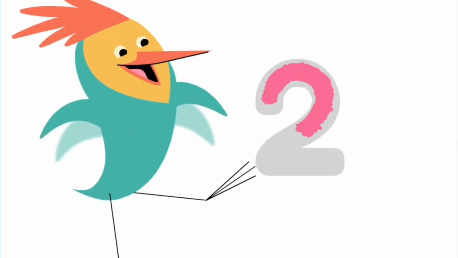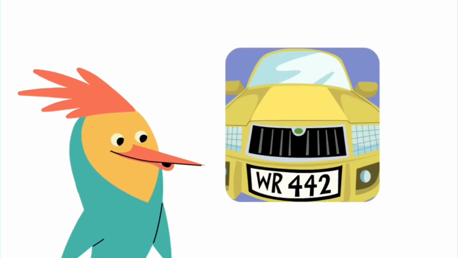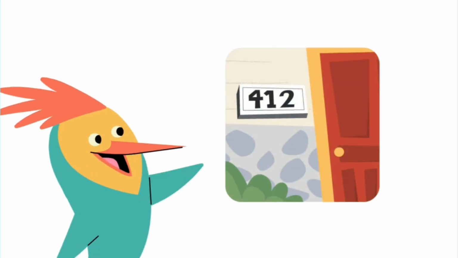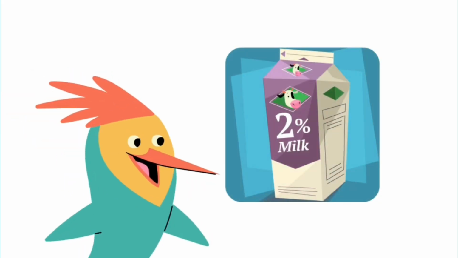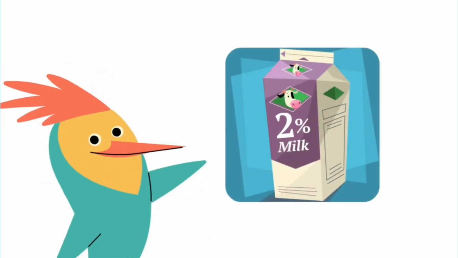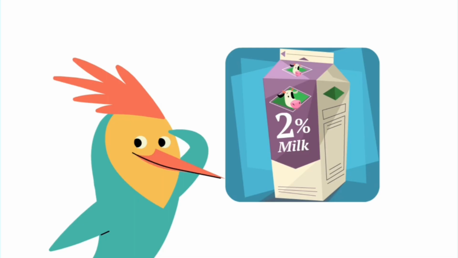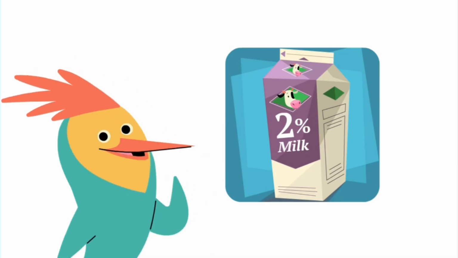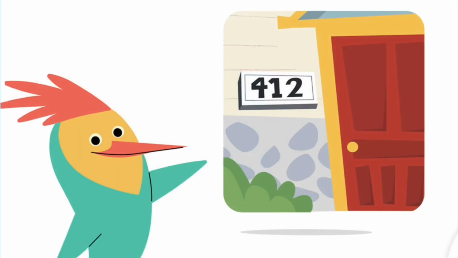This is how you write the number 2. Here's a number 2. Look around to see if you can find the number 2. Where's the number 2? Tap it. Super! You got it! Now look for some more numbers.